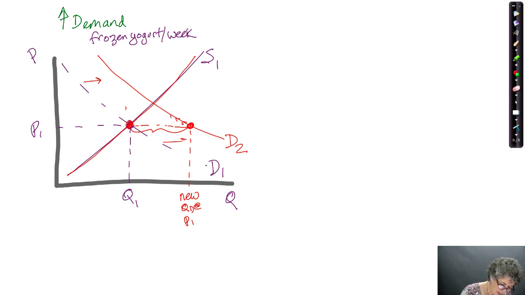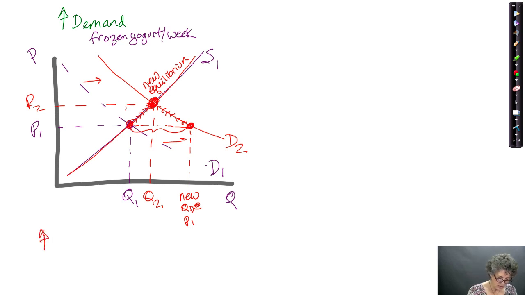And so the price is going to start to rise. As the price starts to rise, we move along both the supply and the demand curve. As the price rises, the quantity supplied increases. We're moving along that supply curve. As the price rises, the quantity demanded decreases. We're moving along demand curve D2 until we reach the new equilibrium. We'll call that price P2 and quantity Q2.